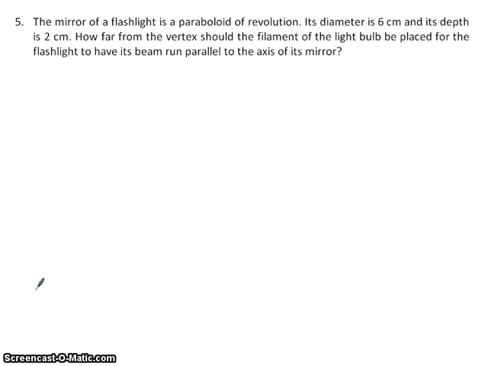The last parabola problem anyway. The mirror of a flashlight is a paraboloid of revolution. Its diameter is 6 centimeters and depth is 2 centimeters. How far from the vertex should the filament of the light bulb be placed for the flashlight to have its beam run parallel to the axis of its mirror? This means that we need to place the bulb at the focus.